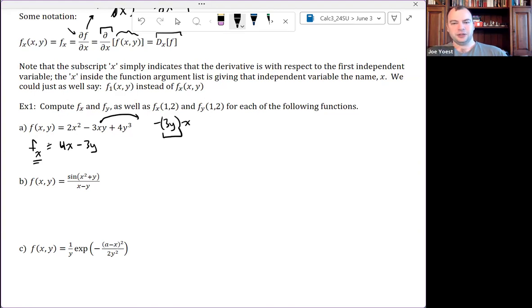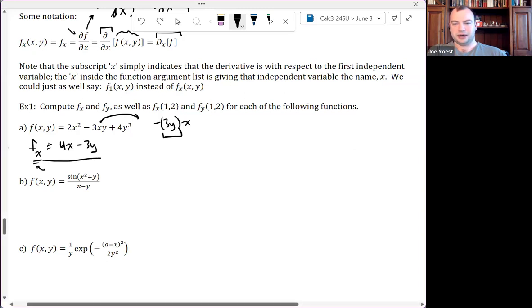What is 4y cubed with respect to x? Well, that's just a constant. It's nothing fundamentally different than, say, 12 or something like that. If I differentiate 12 with respect to x, what does that give me? That just gives me a 0. If I differentiate 4y cubed with respect to x, that's just a constant. Differentiate with respect to x, this gives me 0. Or, of course, I would typically just not write that term.